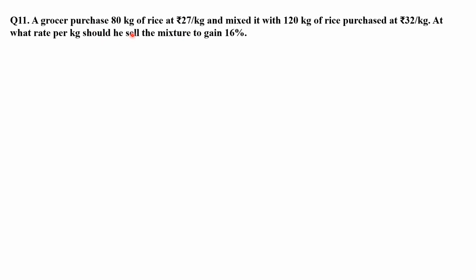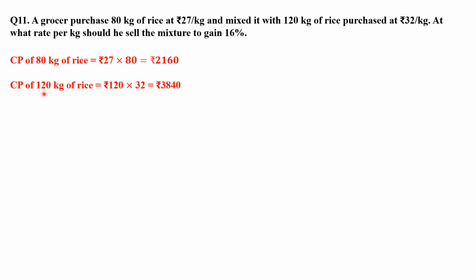So first of all, it is given cost price of 1 kg rice is 27 rupees. And you have to find first the cost price of 80 kg of rice. And this rice is mixed with another variety of rice whose rate is 32 rupees per kg. So first step is find the cost price of 80 kg of rice and the cost price of 120 kg of rice. So cost price of 80 kg of rice will be 27 into 80, which will give 2160 rupees. Cost price of 120 kg of rice will be 120 into 32, which will give 3840 rupees.